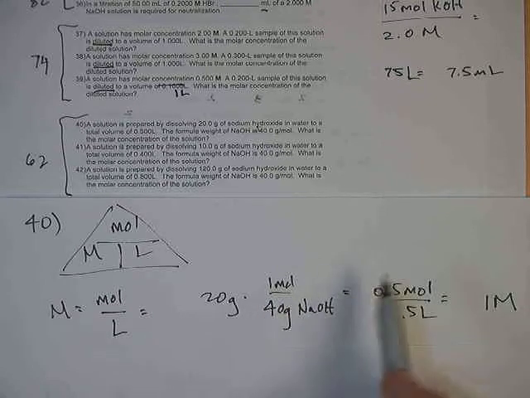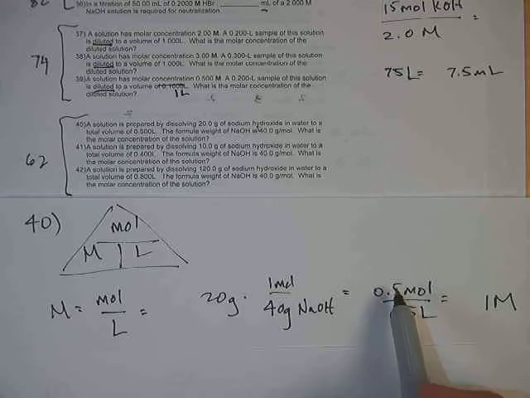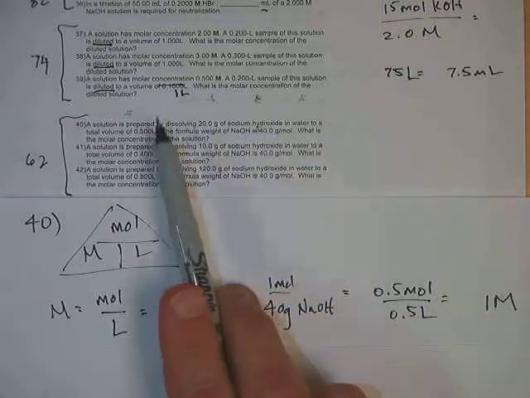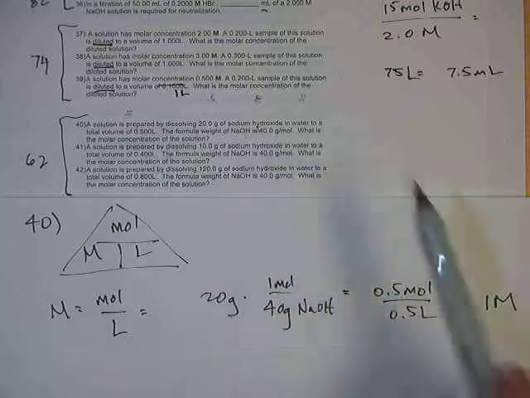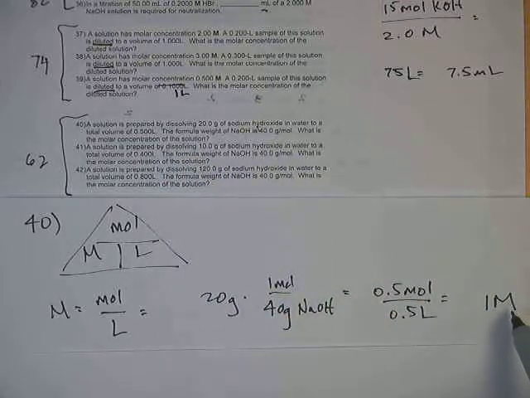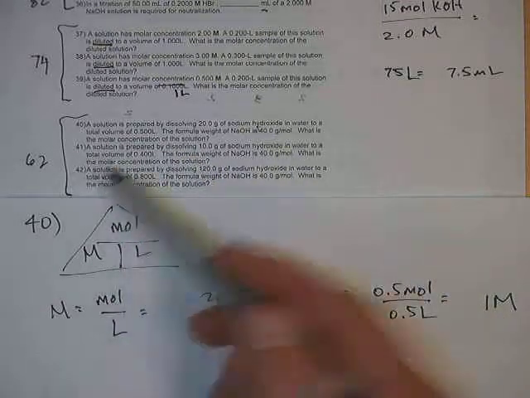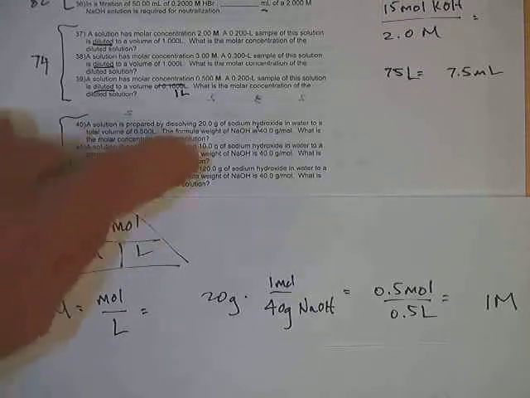So the first one, it says 20 grams of sodium hydroxide are in water, or half a liter. What is the molar concentration? So I'm looking for capital M right here. I got to find the number of moles and divide it by the liters. First, when in doubt, convert to moles.